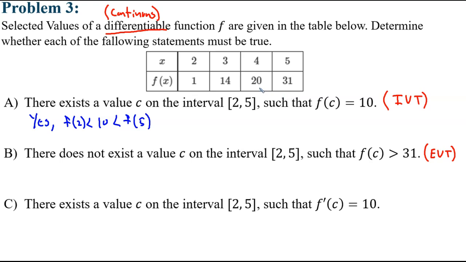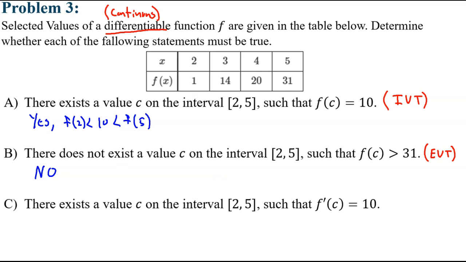Now, we don't know anything about the derivatives between 2 and 5, so there may be other critical values, there might not be. Trick with this one is we'll say, no, we're not sure if this statement has to be true. It's not necessarily false, but we're not sure if there's anything above 31 here, because again, we don't have all the information for the points in between. So I can't make a conclusion using my extreme value theorem.